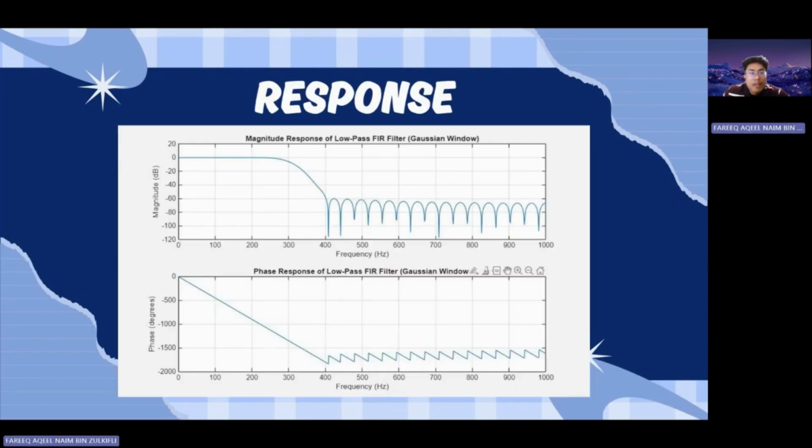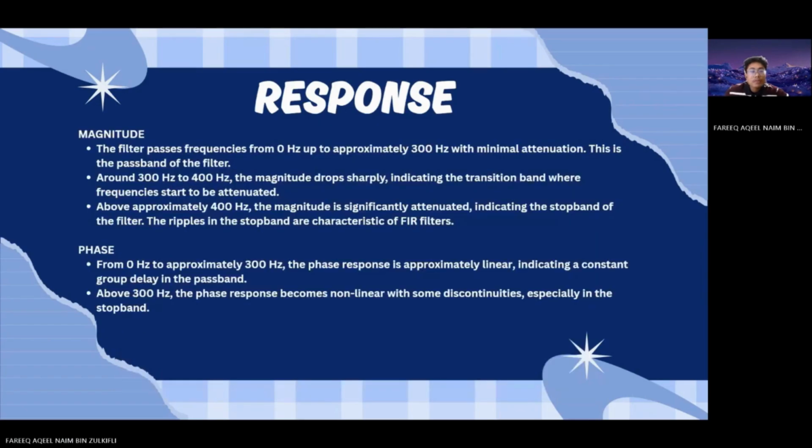Okay, next is the result for magnitude response and phase response of the low pass FIR filter using the Gaussian window. For magnitude, the filter passes frequencies from 0 Hz up to approximately 300 Hz with minimal attenuation. Around 300 Hz to 400 Hz is the transition band of the filter, where the magnitude drops sharply and frequencies start to be attenuated. Above approximately 400 Hz, the magnitude is significantly attenuated, indicating the stop band of the filter. The ripple in the stop band is a characteristic of FIR filters.